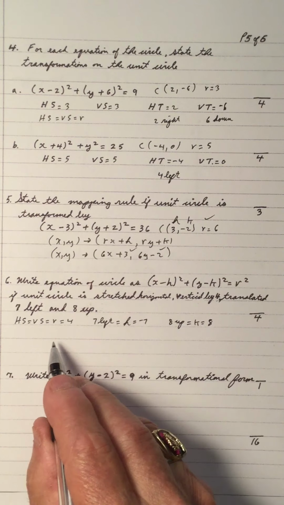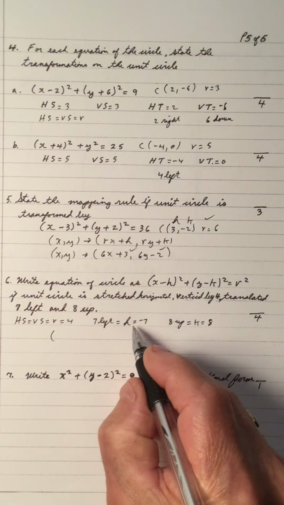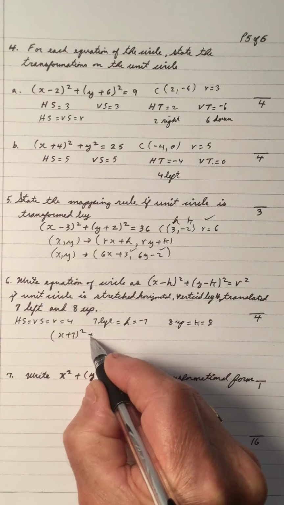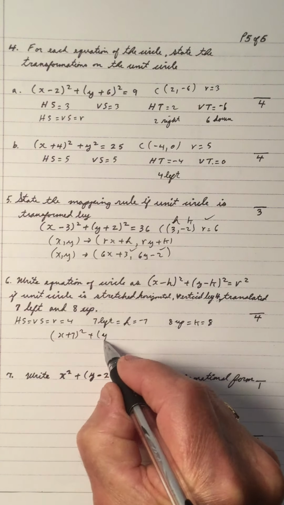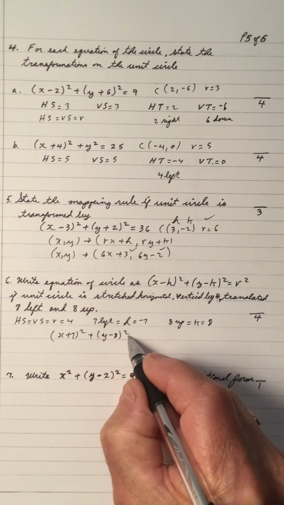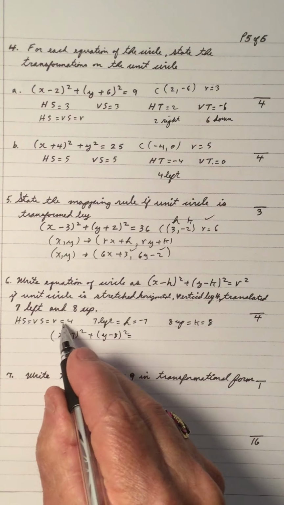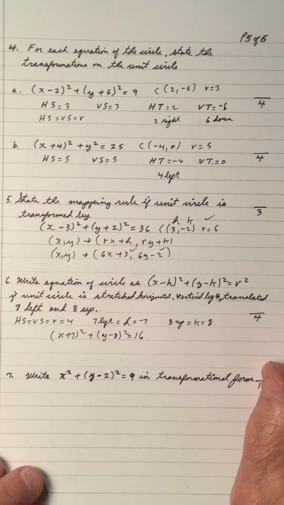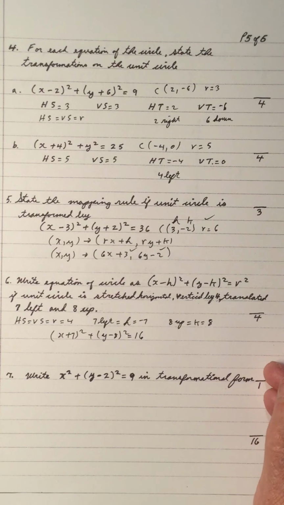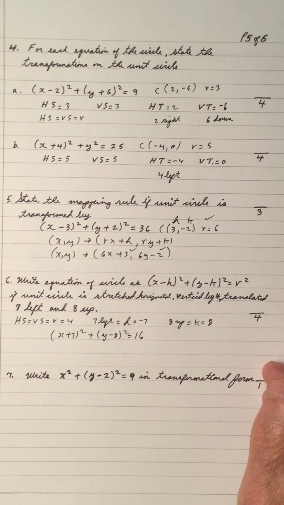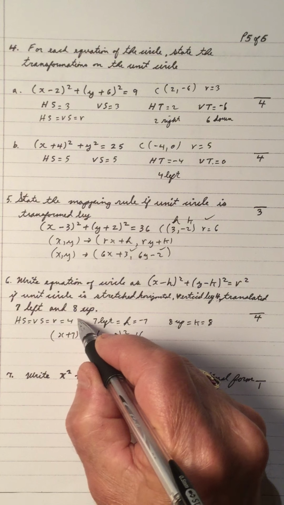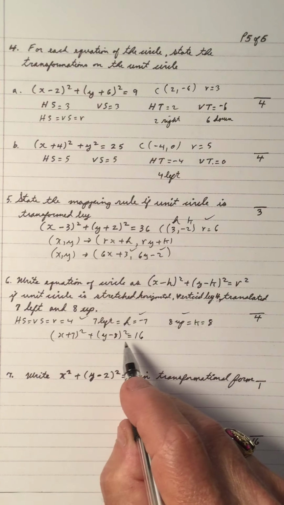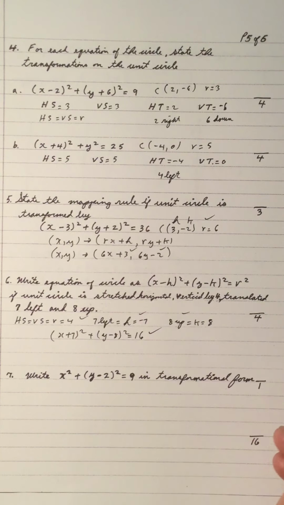So, we want the equation. If h is -7, so this is a +7. k is 8, so that's -8 in the equation. And the stretch is 4, radius is 4, so 4 squared is 16. So give yourself 4 marks. If you got all of this right here, you get 2 marks. And if you wrote the equation down correctly, you got 2 more marks.